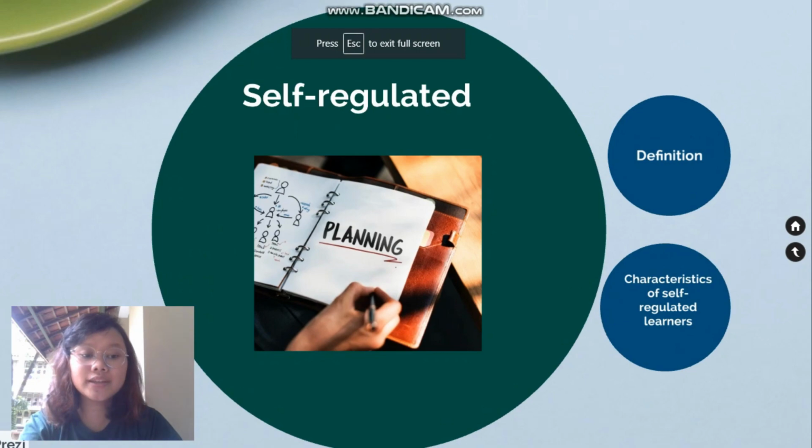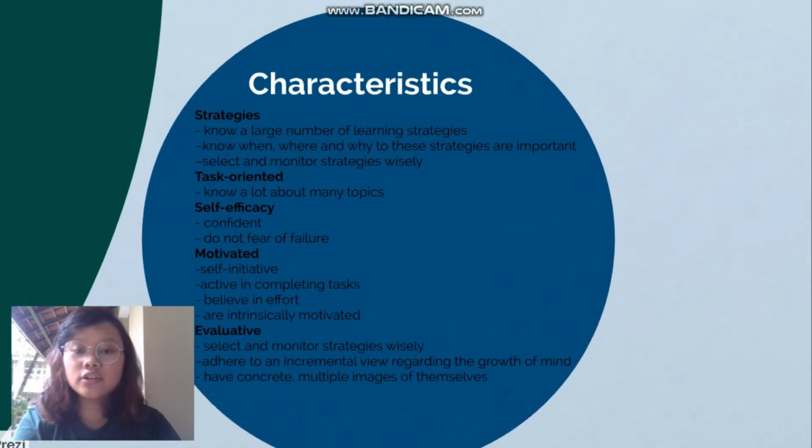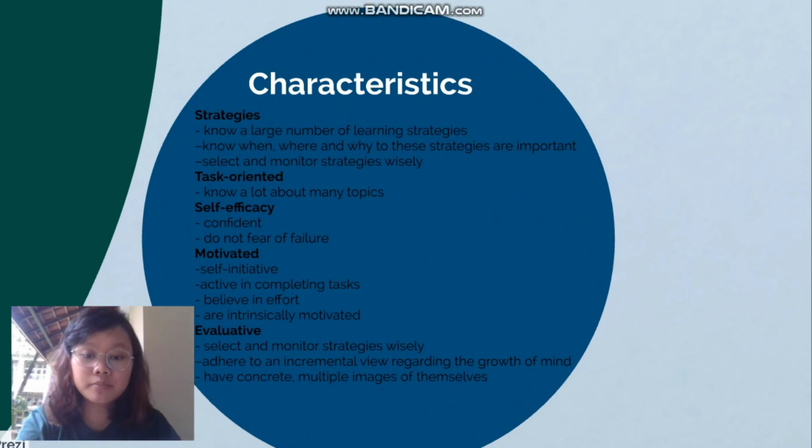So it comes into the characteristics of self-regulated learners. According to Zimmerman in 1994 and Borkowski and Muthukrishna in 1992, the characteristics of self-regulated learners are divided into 5 major characters. The first one is strategies. Learners will have strategies such as know a large number of learning strategies. Learners know when, where, and why these strategies are important. Learners can also select and monitor strategies wisely.